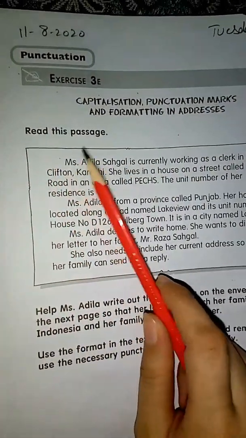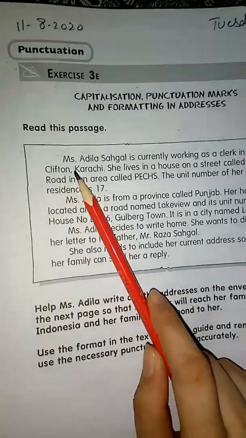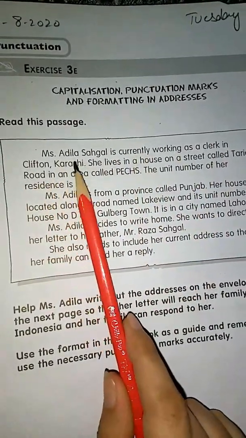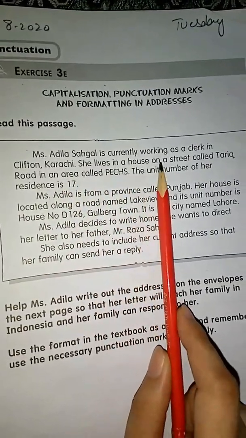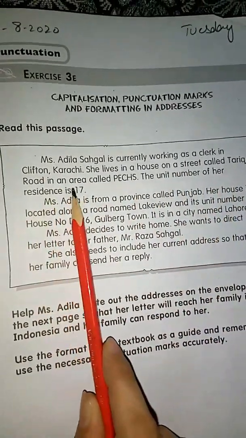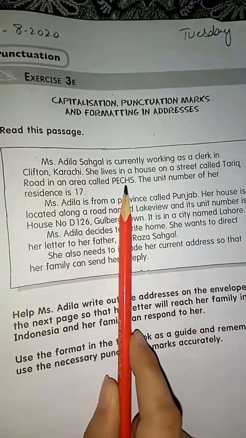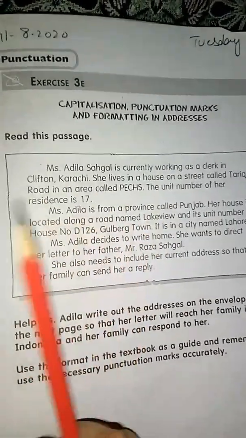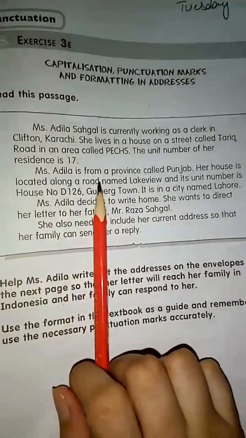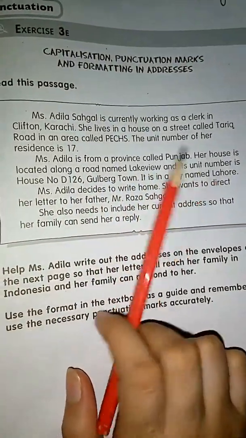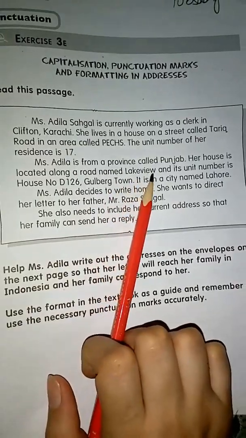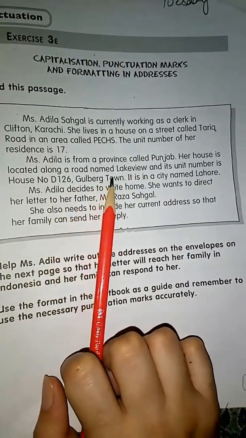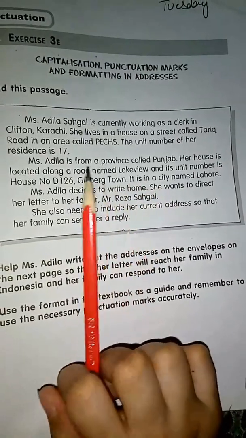Read this passage. Miss Adila Sehgal is currently working as a clerk in Clifton, Karachi. She lives in a house on a street called Tariq Road in an area called PECHS. The unit number of her residence is 17. Miss Adila is from a province called Punjab. Her house is located along a road named Lakeview and its unit number is house number D126, Gulberg Town. It is in a city named Lahore.